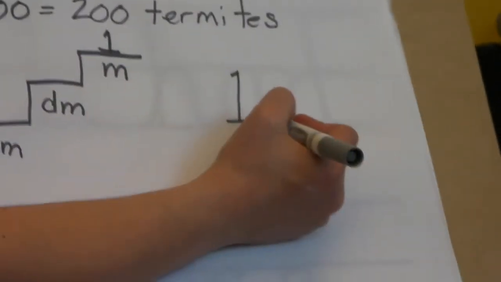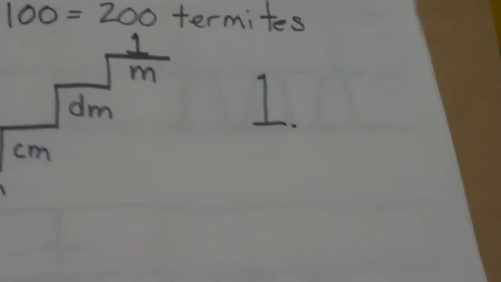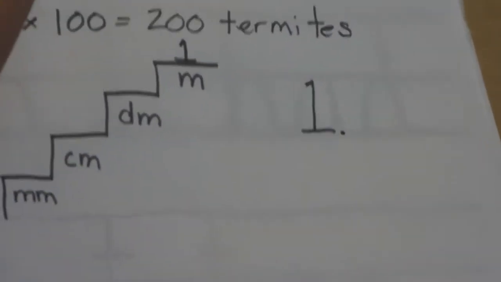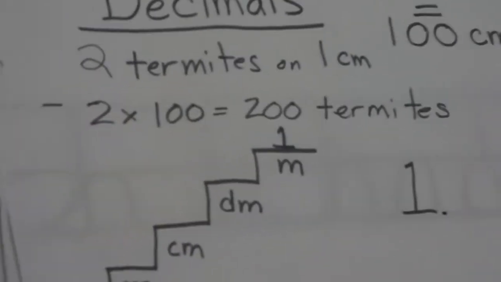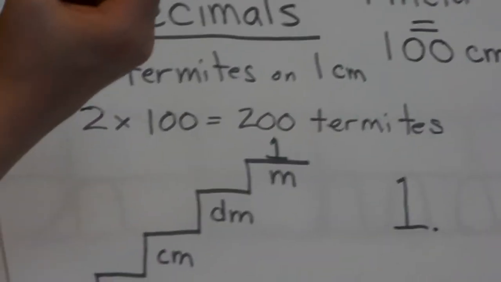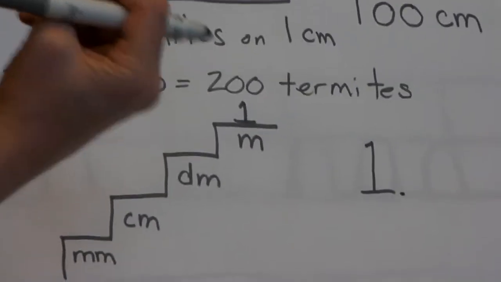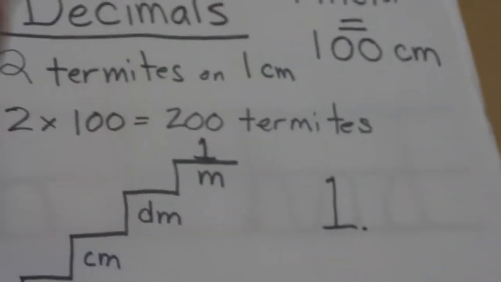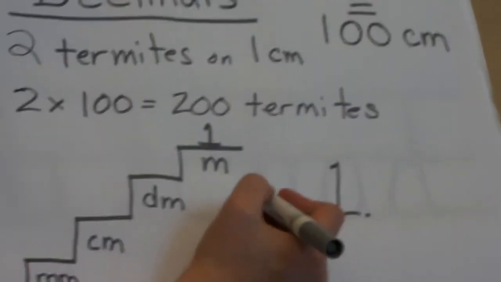Okay, if you thought it's here, you're absolutely right. Every number's got an invisible decimal point after it. Here's the trick, and this is kind of a secret. But if you can remember this secret and get the idea, this will help you a lot with your decimals as you go down the steps.